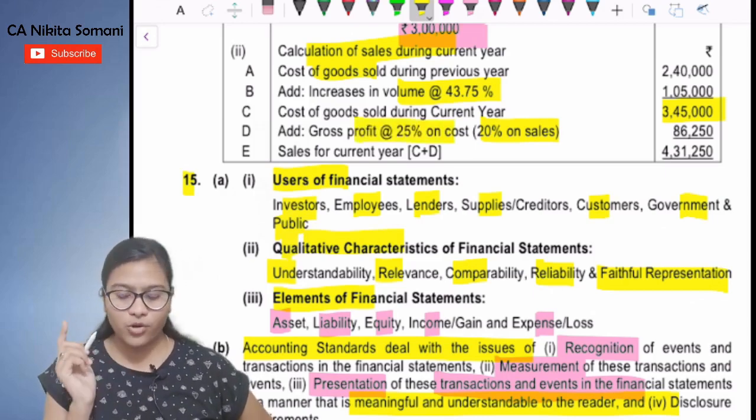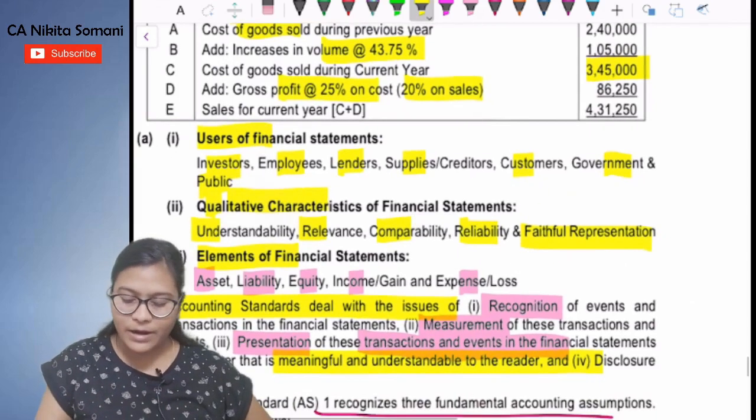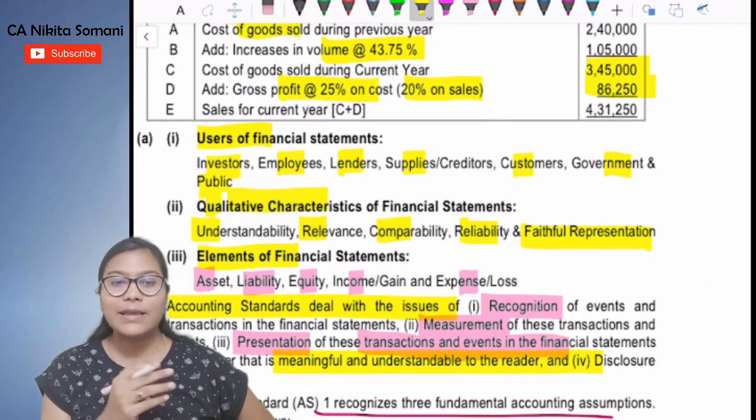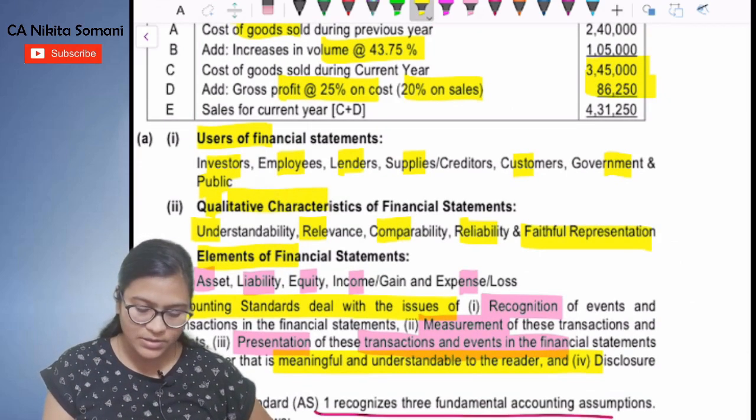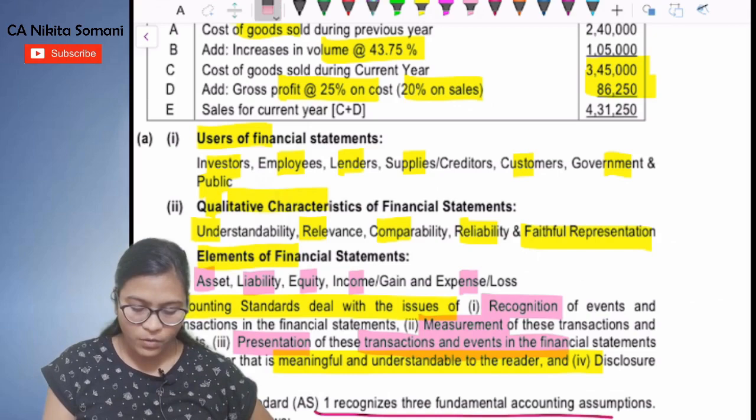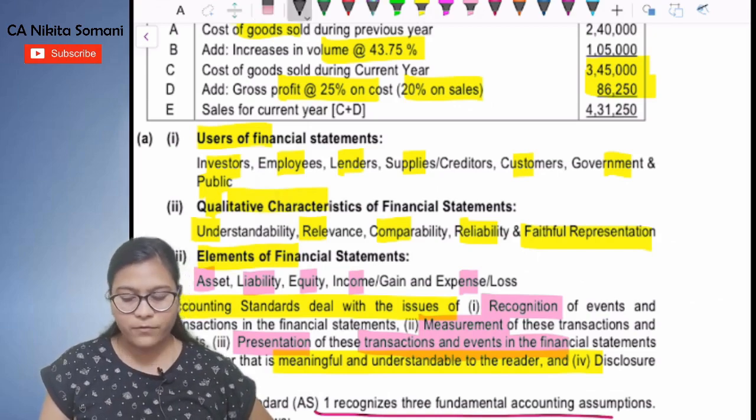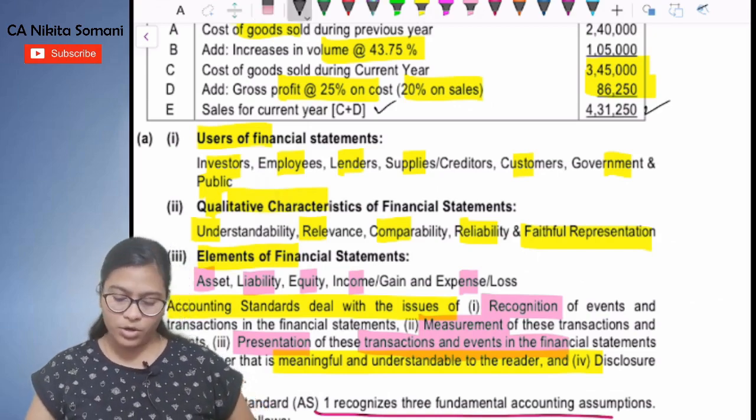If the profit on sales is 20%, then on cost it is 25%. But we have solved that with the cross multiplication method. If you solve by that method also, you get the answer as 86,250, and then you get the sales for the current year, that is 431,250.